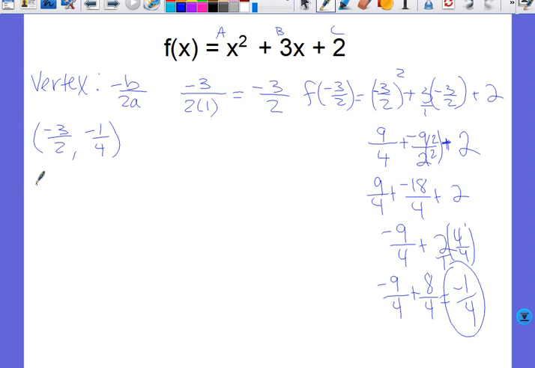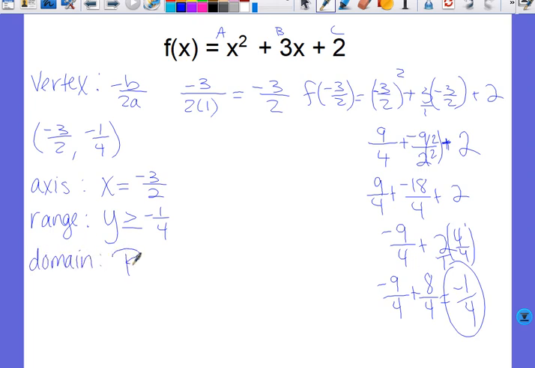So here's my vertex. Now I'm ready for my axis of symmetry. And the axis of symmetry is just the x value of the vertex. So x equals -3 halves. Then I can do range because range is really easy after this, and that is y greater than or equal to -1/4, the y value of the vertex. I have a positive a, so because my a is positive, that means everything is going above or equal to the y value. Since I'm at range, let's go ahead and do domain. And remember, this is going to be all real numbers for now.